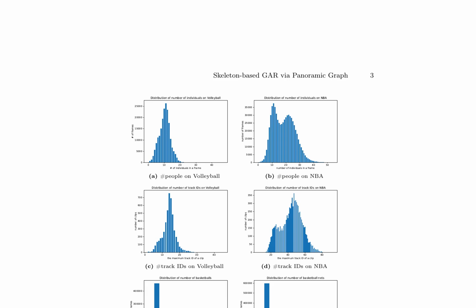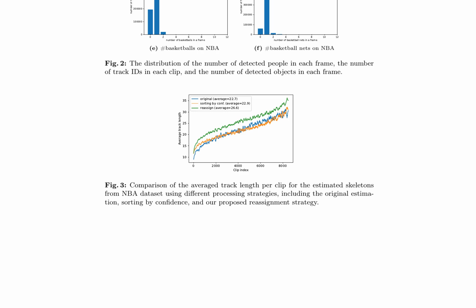The distribution of detected basketballs and basketball nets in each frame is relatively consistent, with a slight increase in variability observed in the number of detected basketball nets. Figure 3 compares the average track length per clip for the estimated skeletons from the NBA dataset, demonstrating that the original estimation strategy results in an average track length of 22.7. Sorting by confidence slightly increases the average track length to 22.9, while the proposed reassignment strategy significantly improves the average track length to 26.6, indicating a substantial enhancement in the continuity and accuracy of the skeleton-based gesture recognition.